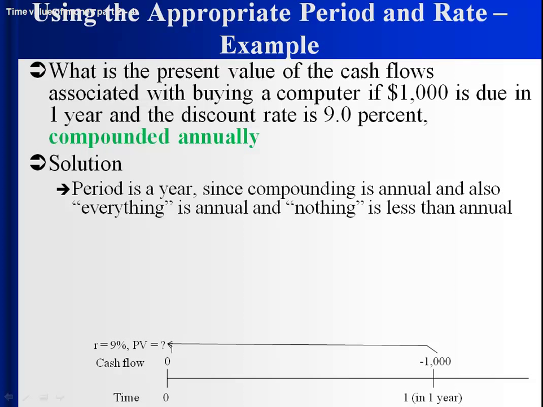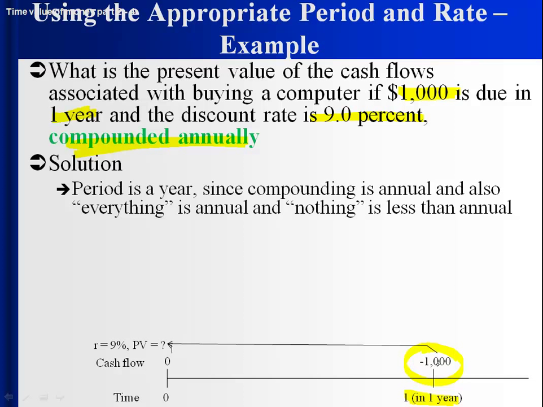So you're buying a computer. You're going to pay $1,000 in 1 year. Discount rate is 9% compounded annually. Well, here's our timeline down at the bottom. Everything's a year. There's nothing in there that's less than a year. So in 1 year, one period, we'll pay 1,000.